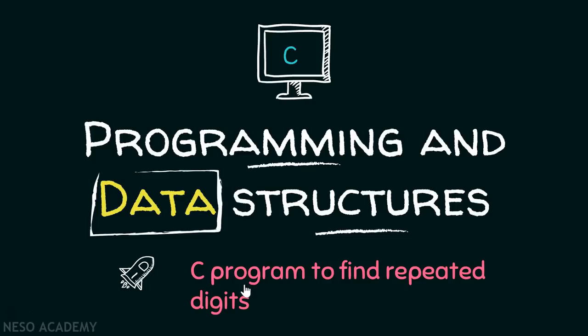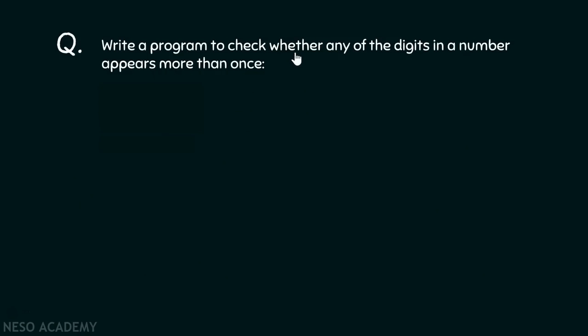In this lecture, we will try to understand how we can write a program to find repeated digits in a number. So let's get started. Write a program to check whether any of the digits in a number appears more than once. Like for example, suppose user inputs this number 67827.